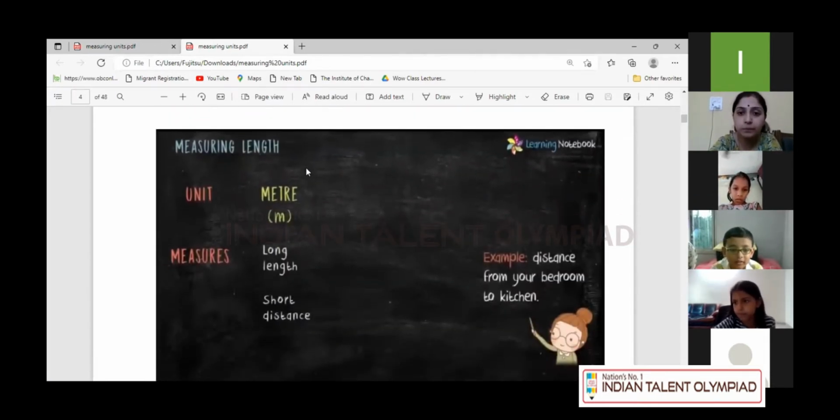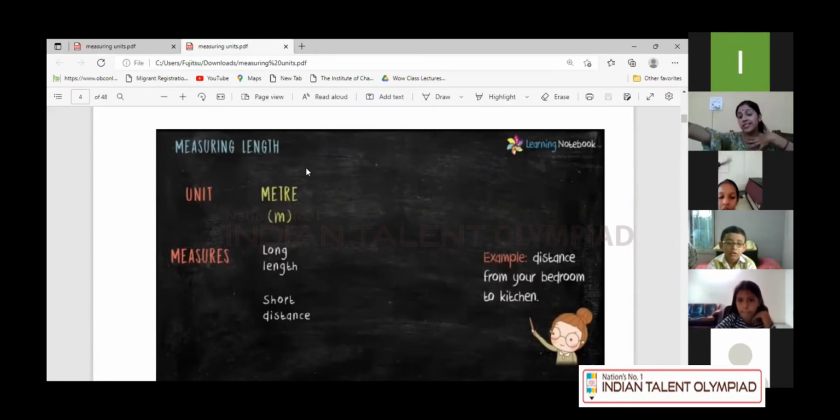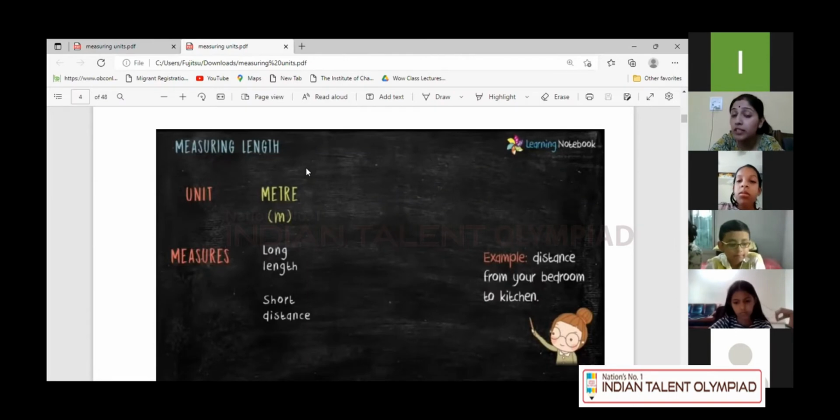Next, meter is also used for the distance from one bedroom to another, or to the kitchen. Suppose in your house you want to go to another room. How will you measure the distance? You will measure that length by meter, not in centimeter or millimeter. If you measure in millimeter, the number for the distance will be very large. Yes or no?